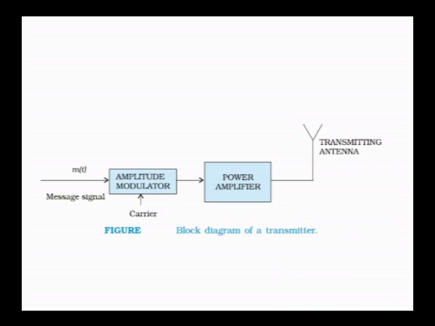And in this block diagram, you can see how basically a transmitter functions. You have the message signal fed to an amplitude modulator. It actually modulates the carrier in accordance with the instantaneous value of the message signal, and once that is done, before transmitting, you have to increase the power level of it. So, a power amplifier is there, and then it will be transmitted via an antenna.